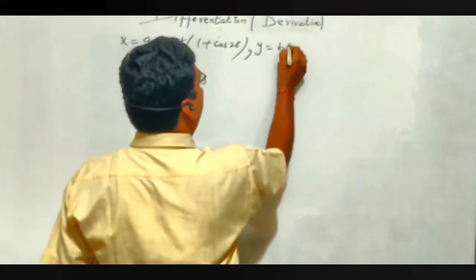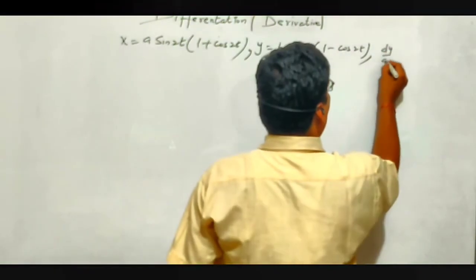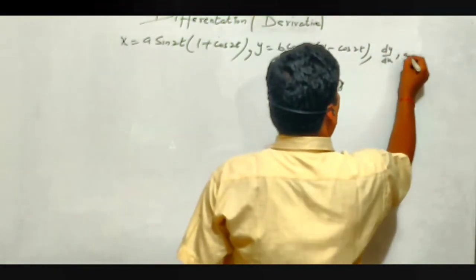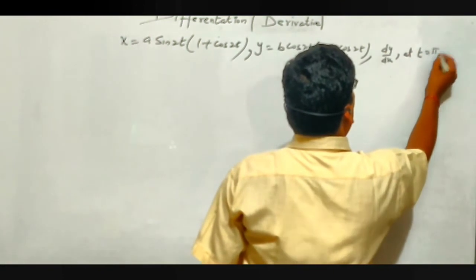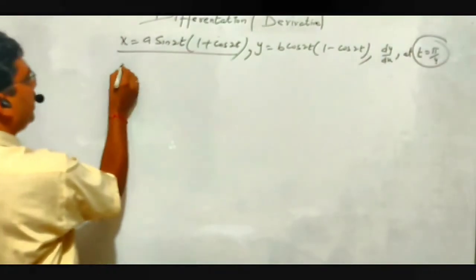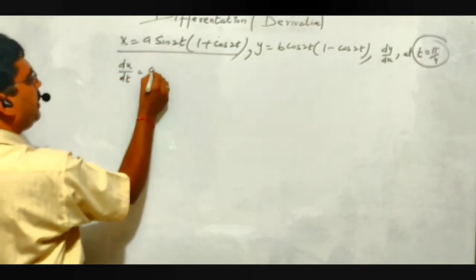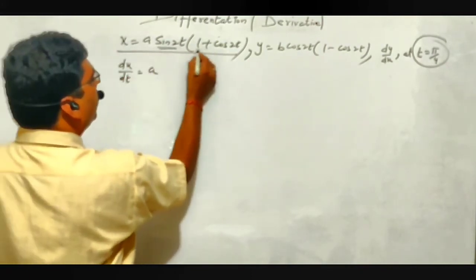Next example: if x equals a sin 2t into (1 plus cos 2t) and y equals b cos 2t into (1 minus cos 2t), find the value of dy by dx at t equals pi by 4. Now first, what is dx by dt? A as it is, u into v.